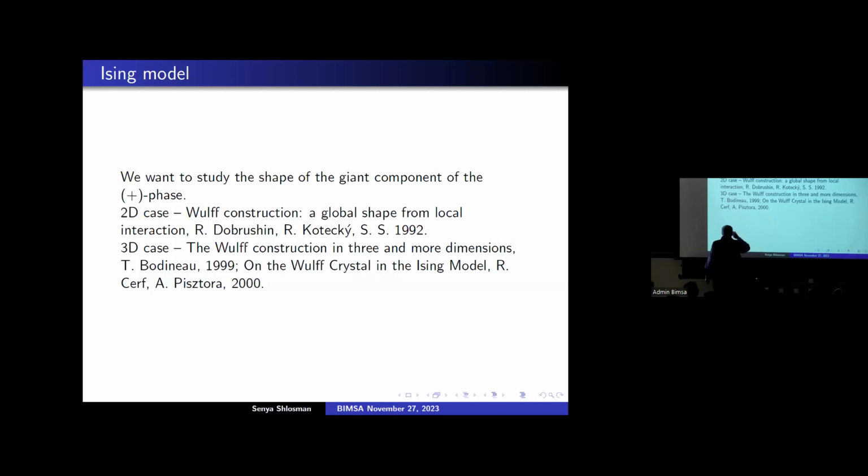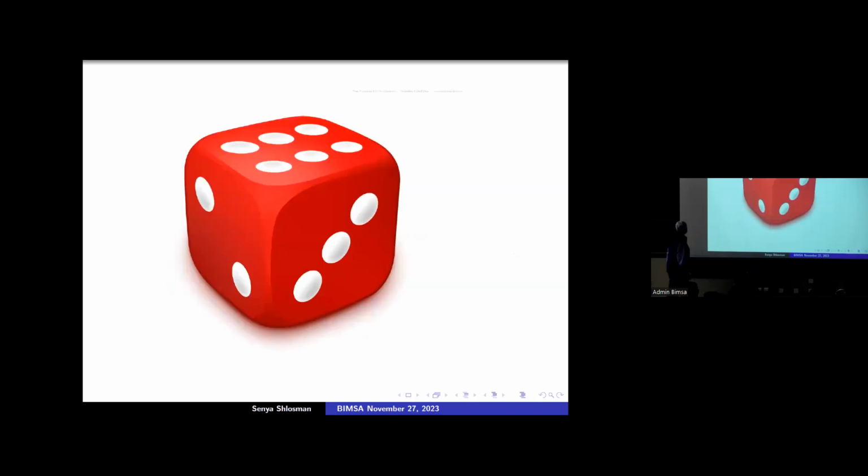We wrote a book with Roland Dobrushin and Roman Kotecký about the two-dimensional case, and later the three-dimensional case was also treated. I will not talk much about that. So this is how a droplet of plus phase inside minus phase looks like. This is the asymptotic shape of that droplet.